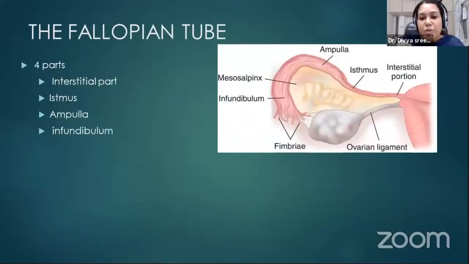So the fallopian tube is mainly divided into 3 parts: the interstitial part, then the isthmus part, then the ampulla. In the ampulla, fertilization occurs, and this is the infundibular part. In this part, it has the fimbriated end, and the follicle is usually picked up from this area.